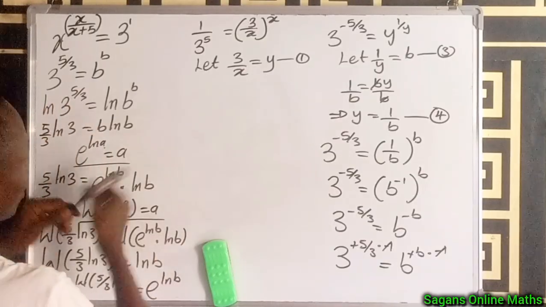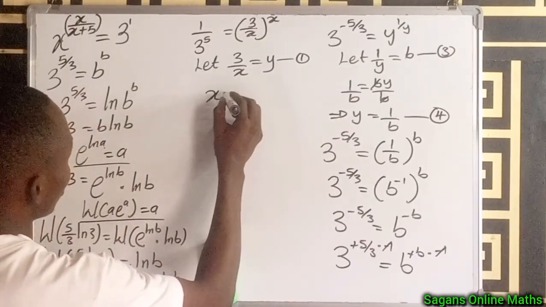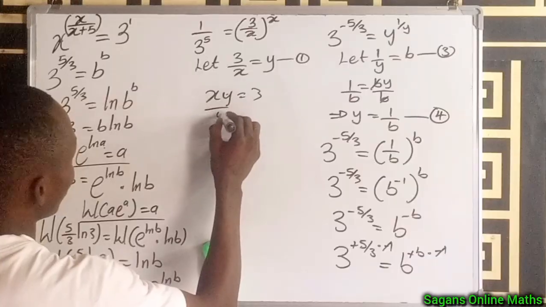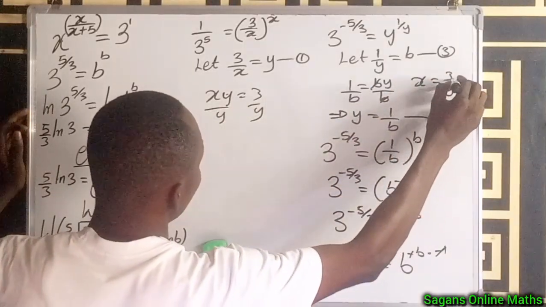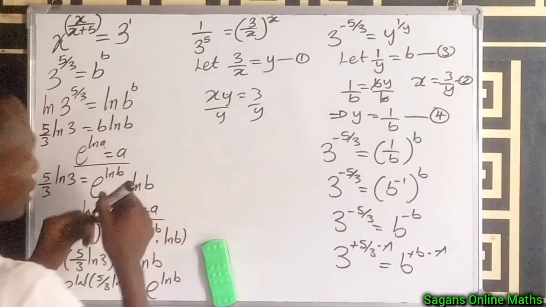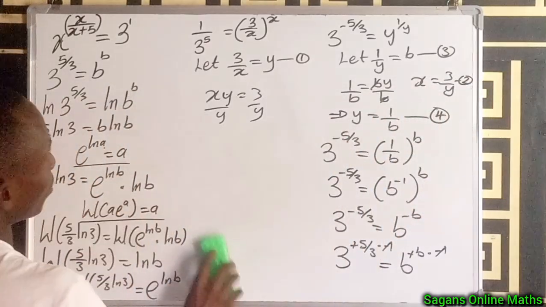So what is our x? Our x times y is equal to 3. So take note that our x is equal to 3 divided by y, which is from equation 2. All right, that's our x. Take note of that. Very important.